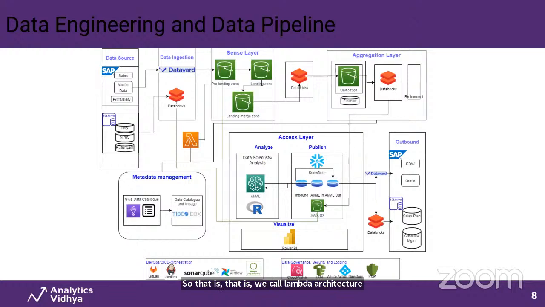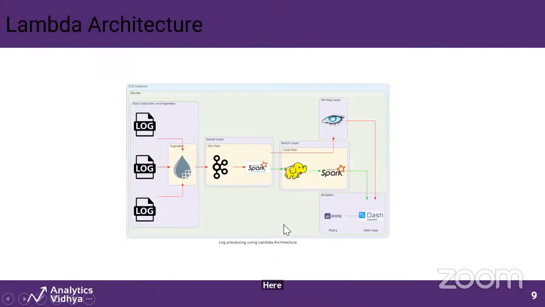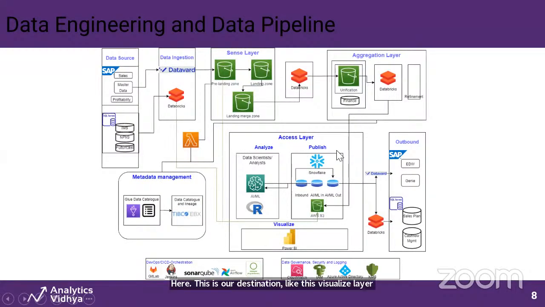If you see, there are multiple layers here. The first one is the data source. As we know, let's consider the data source as point A, and the outbound or visualize layer here is our destination. This visualize layer or access layer are the outbound data warehouses, or kind of targets. Between these two points, we are doing a lot of data processing. Let's take it step by step.